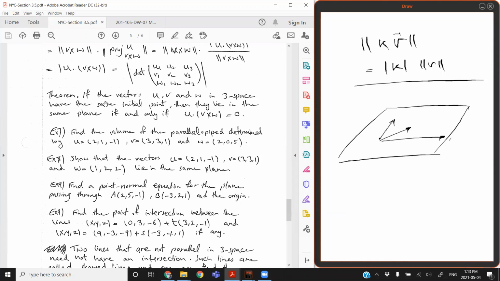So here we have this theorem. If the vectors u, v, and w in 3-space have the same initial point, then they lie in the same plane if and only if the scalar triple product, which is the same as this determinant, is 0. So here we have an example. Find the volume of the parallelepiped determined by these 3 vectors.